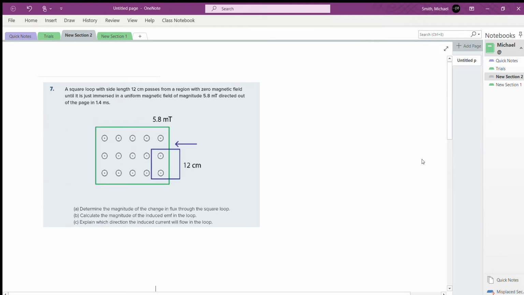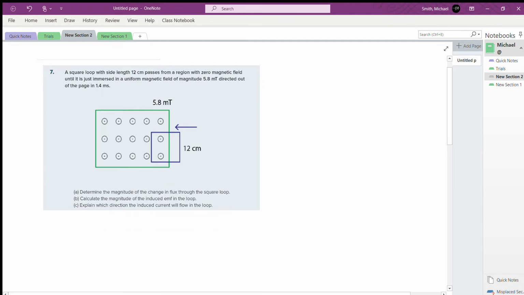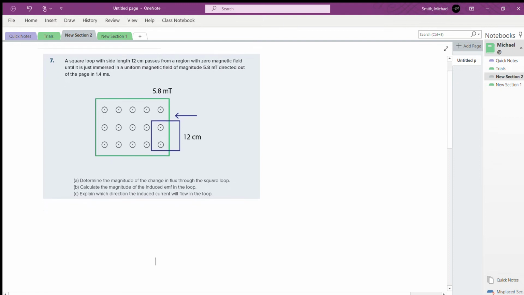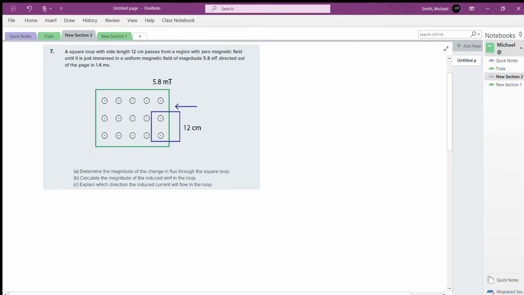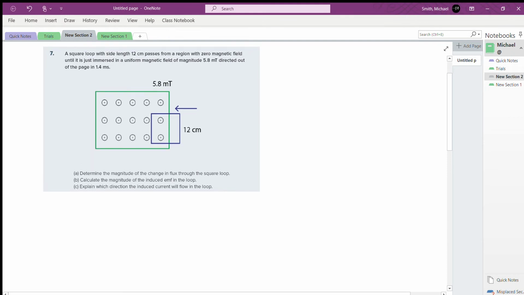This is question number 7 from the SACE Stage 2 Physics course companion, from Subtopic 2.5 Electromagnetic Induction. Here we have a square loop entering a uniform magnetic field directed out of the page, with a side length of 12 centimeters. The magnetic field has a magnitude of 5.8 millitesla and the loop enters the field in a time of 1.4 milliseconds. First, we need to work out the change in magnetic flux through the square loop.